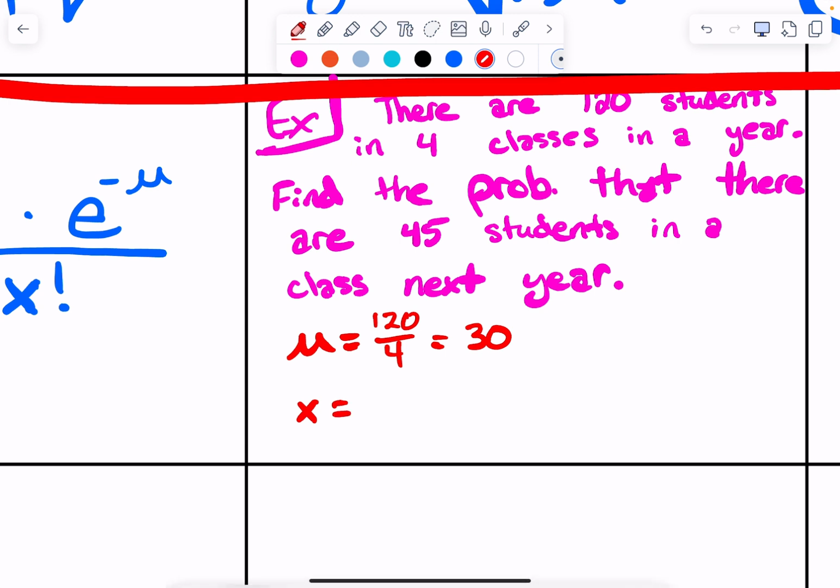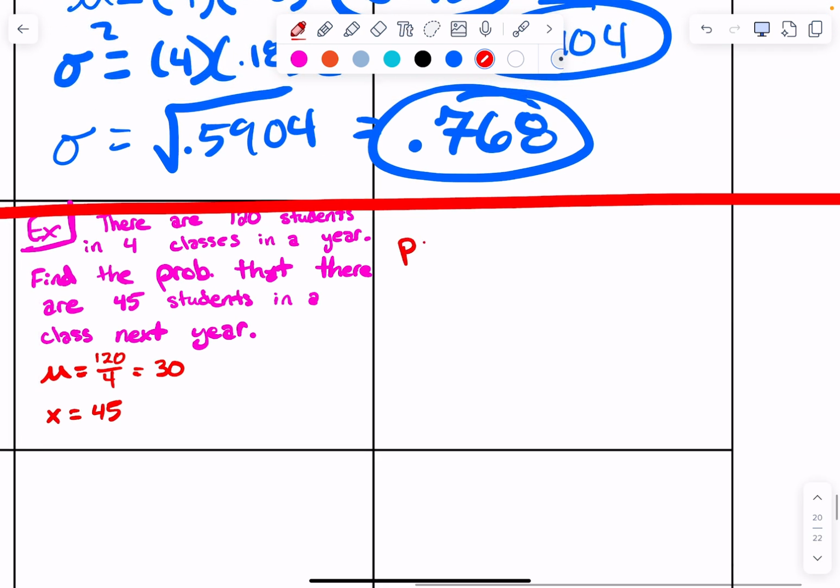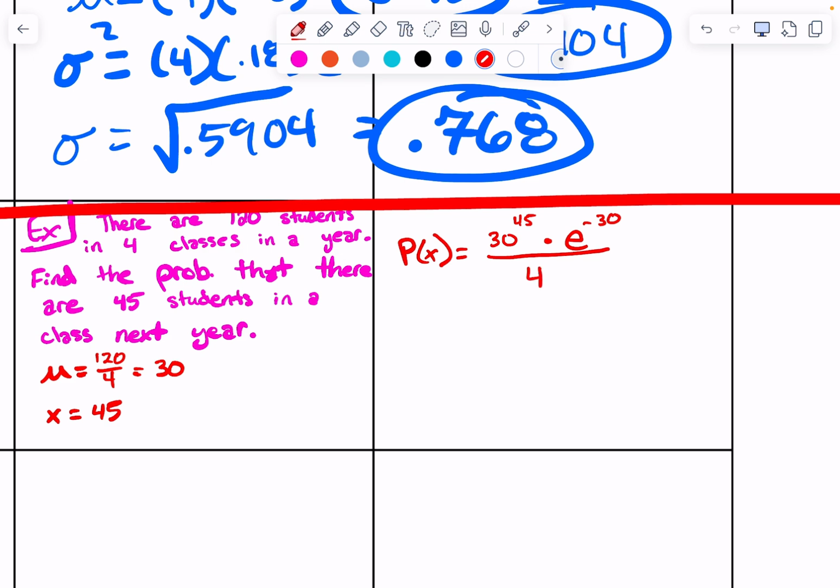What's X? 45. Yeah, so let's do the probability. Find the probability of having 45 if the average is 30. We do mu, 30, to the 45 power, which looks kind of weird, times e to the negative mu, which is negative 30, all over 45 factorial.